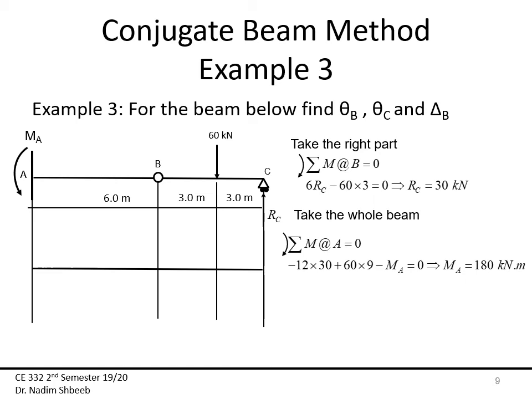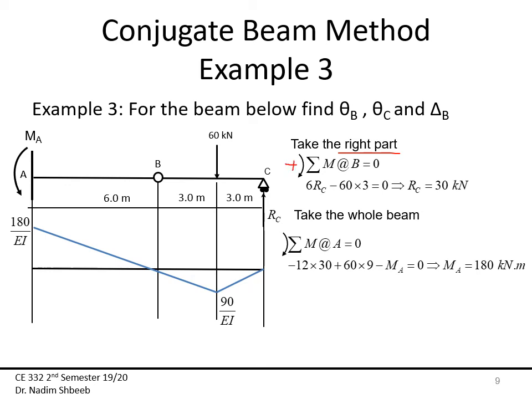Here I want you to find theta B, theta C, and delta B. Okay. Now, for this case, again, I'm going to draw the moment diagram. Well, here I need to find the reaction at C. Then I took the right part, took the moment about B equal to 0.